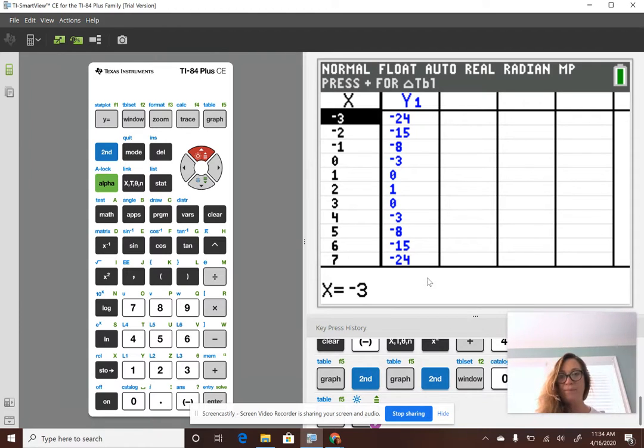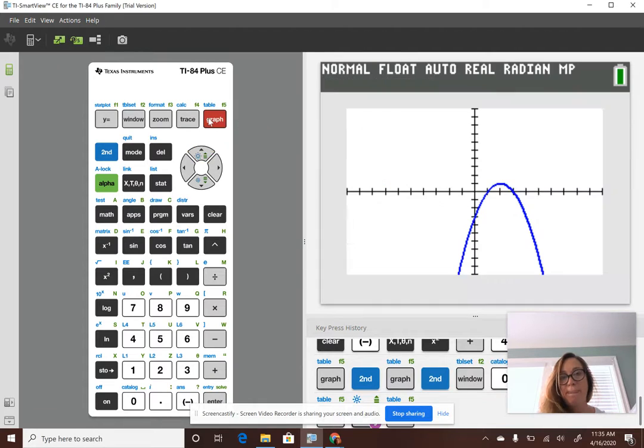See how I have the negative 24, the negative 24. Okay, so those are all great points. Now for this particular one, I wouldn't go lower than the negative 8 because it wouldn't fit on the grid that's provided.